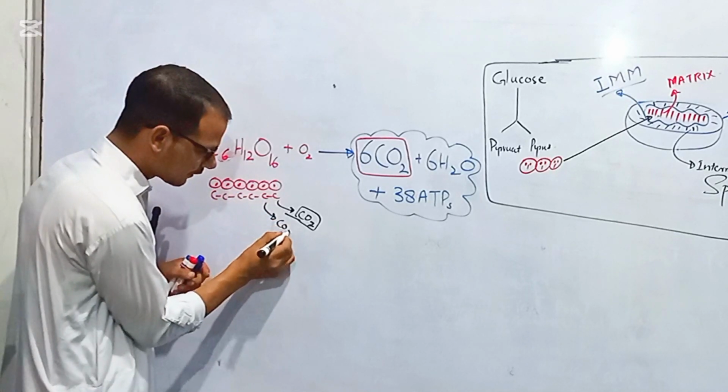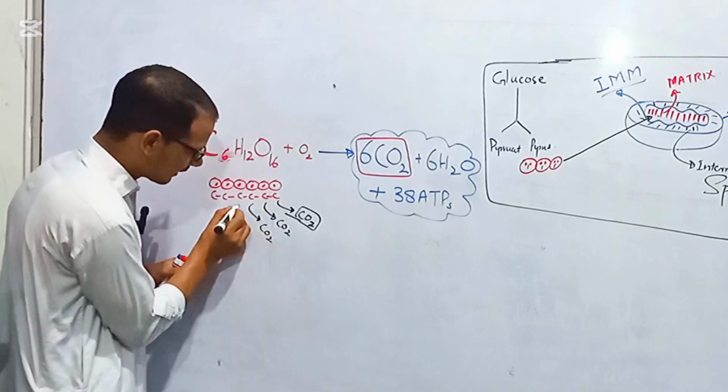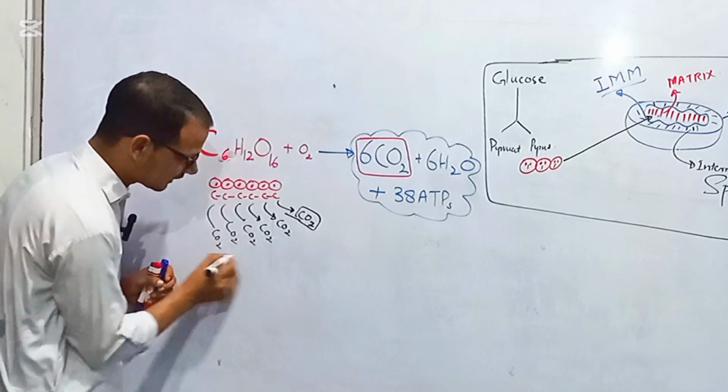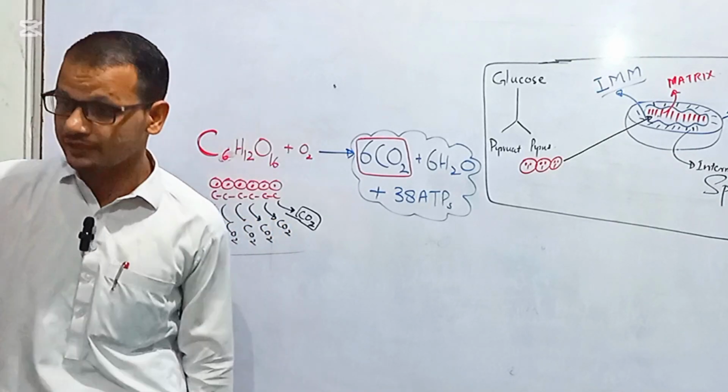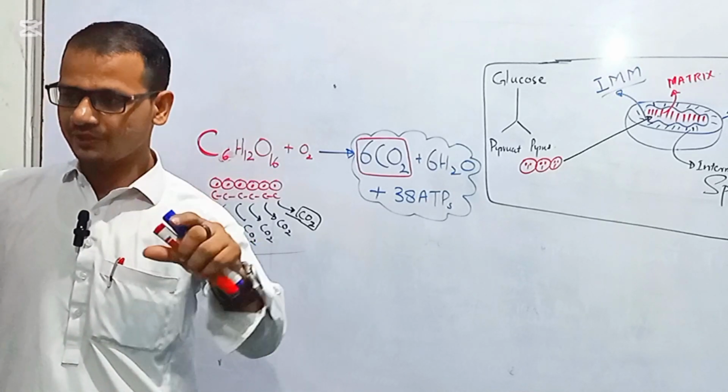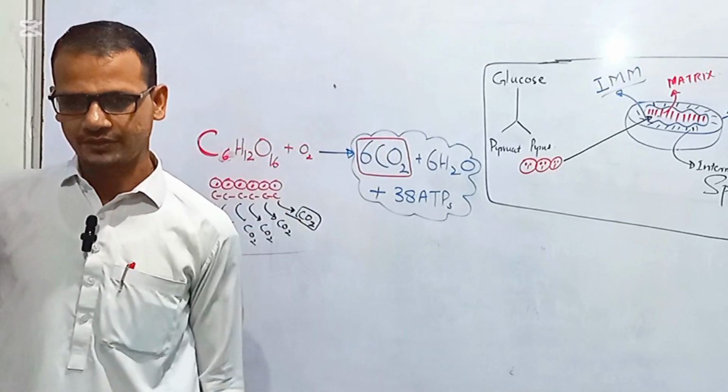From here also carbon dioxide, and carbon dioxide. So 6 carbon dioxides are formed in this reaction. From where is the carbon coming? The carbon is coming from glucose, right?